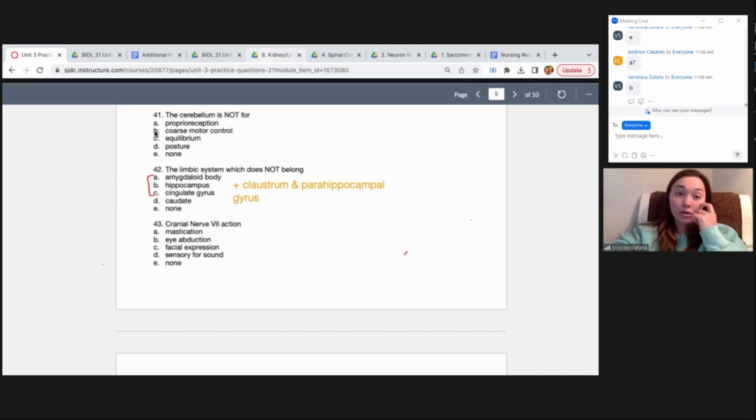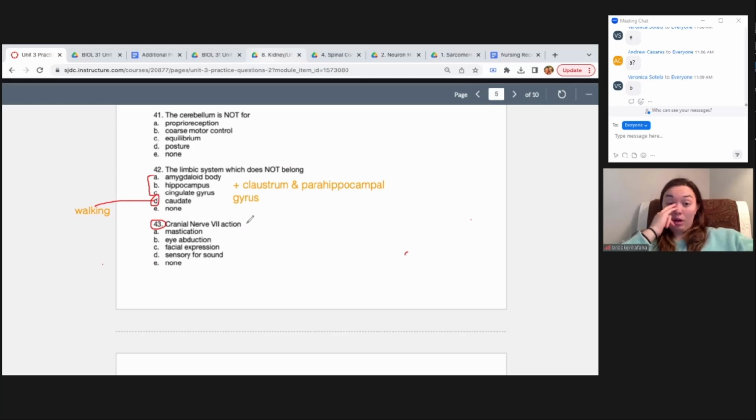The caudate nucleus is for walking. And this is not part of the limbic system. So technically D is the answer, but I'll just kind of tell you that the test won't be that complicated on that topic. Question 43, cranial nerve 7.